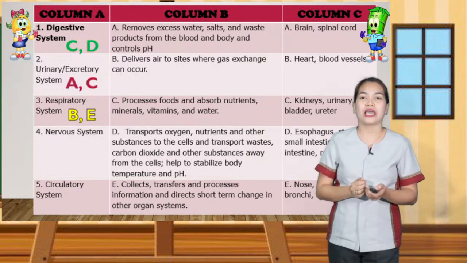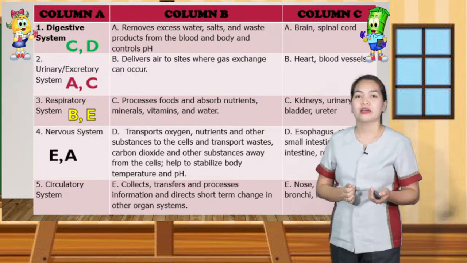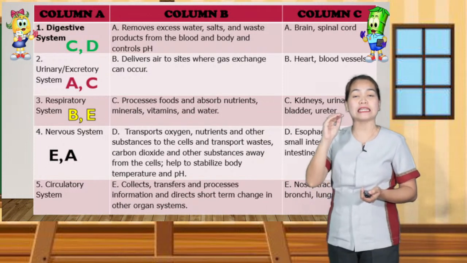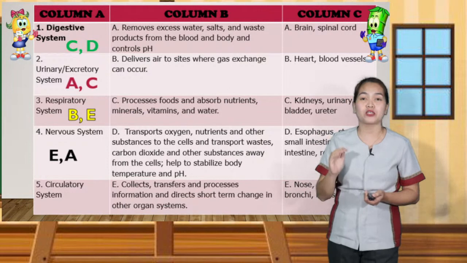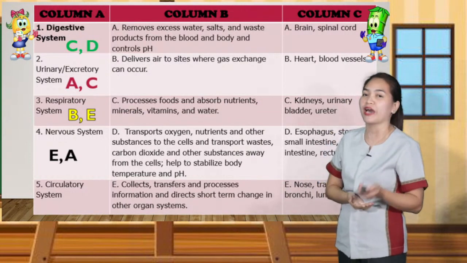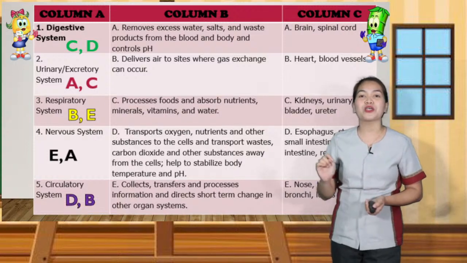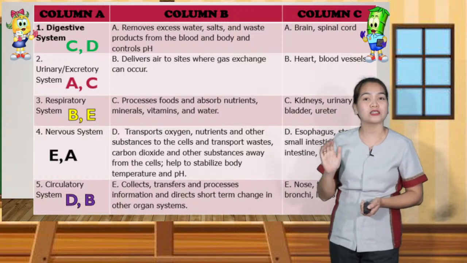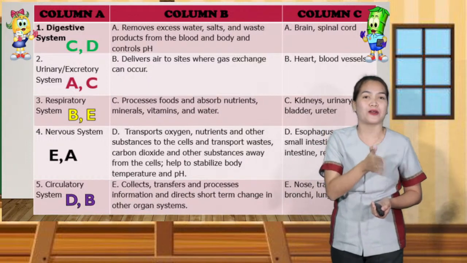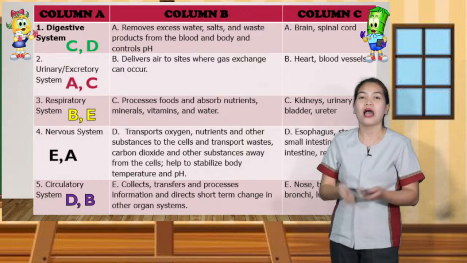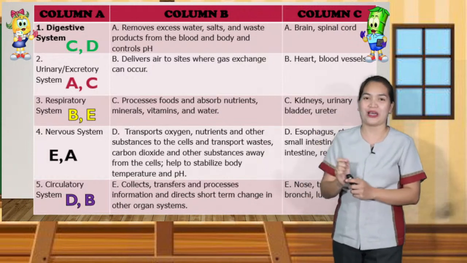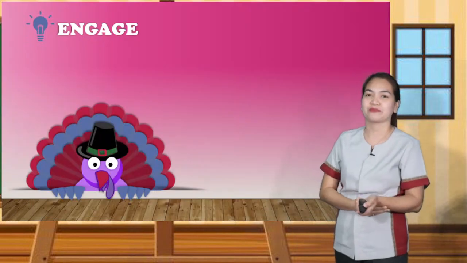There you go. And then for the fourth one, the nervous system. The function is found in letter E, and the major organs are found in letter A. Very good. And the last one, we have the circulatory system, and the function is in letter D, and the major organs are found in letter B. Very good. So I hope you got it right because this was our topic last week. Okay, so let's move on.